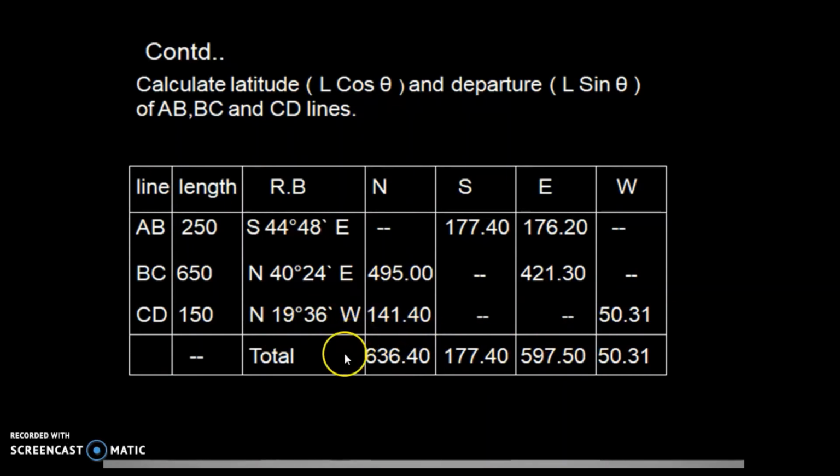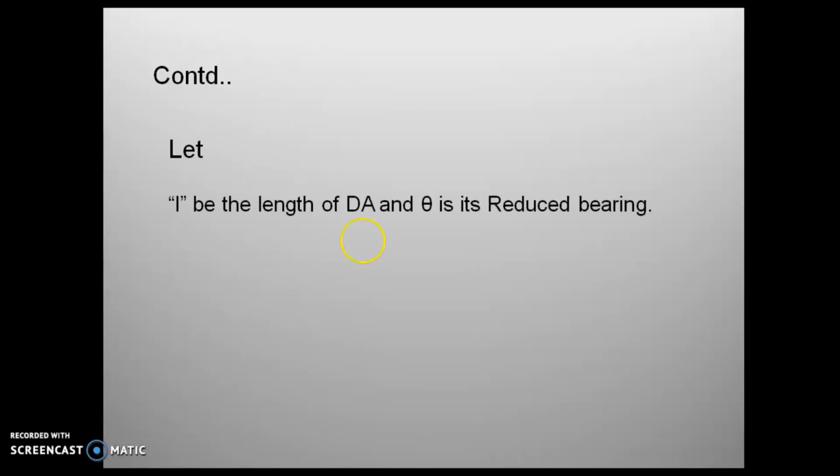What do I have to do next? I am summing it up. Sum of northings, sum of southings. All together what are these? Sum of latitudes. Next, sum of eastings, sum of westings. All together, it is the sum of departures, right?